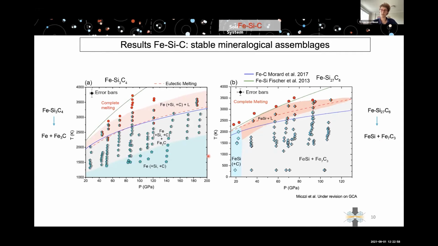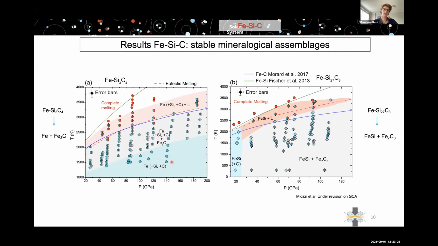to display which are the stable mineralogical assemblages for each sample. I will start from the one with the lowest light element content, and we can see that in this case, only iron is stable at low temperature as the only phase. We have exsolution of an iron carbide with a low carbon content at higher temperature. So we have iron plus Fe3C. And this carbide is the first phase to melt, leaving iron plus a liquid after the solidus.